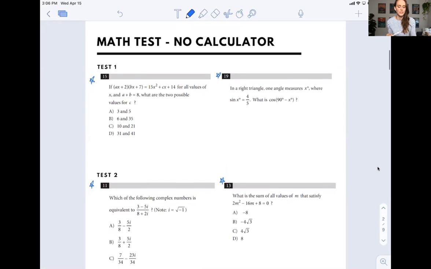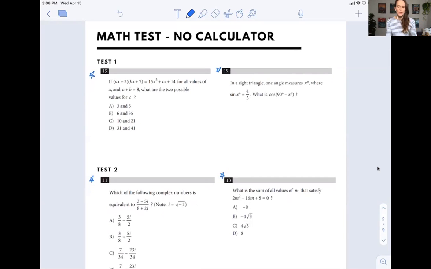Oh, just to orient everyone, the way this is structured is each question number is the actual question number from the practice test. So if you see here, and you guys can see my screen, right? If you see question number 15, that's the actual question number 15 from the no calculator section in practice test 1. Same for question number 19. So these questions are all pulled from actual practice tests. They were not created by me. These are all property of the College Board.